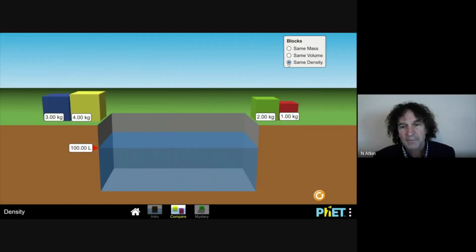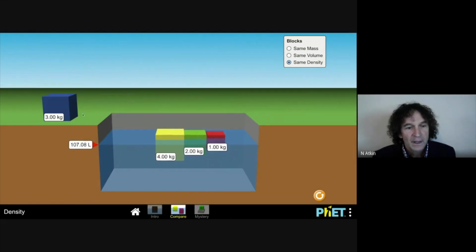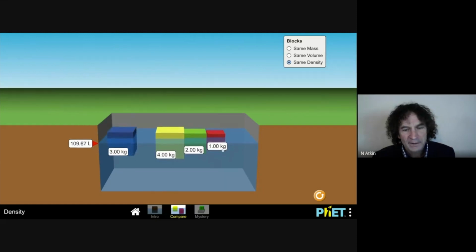If they all have the same density and one of them floats, what can we expect the others to do? They'll all float as well. And if they have the same density, if something has twice the mass, it would also have twice the volume. Do you understand that? I'm going to give you another test.